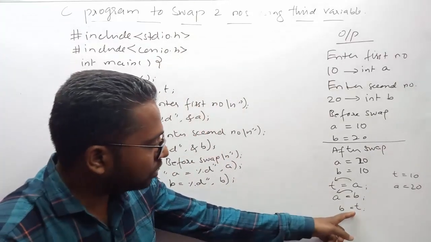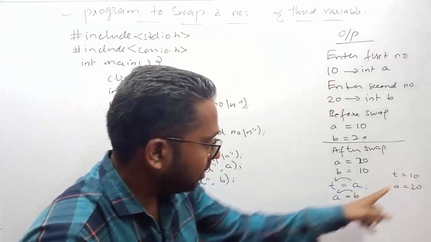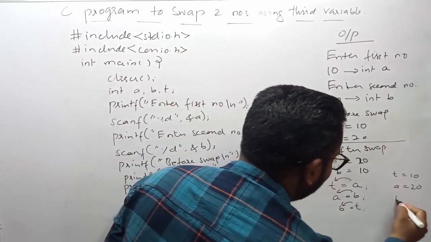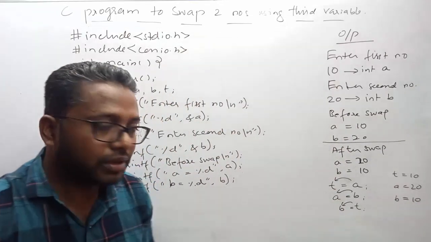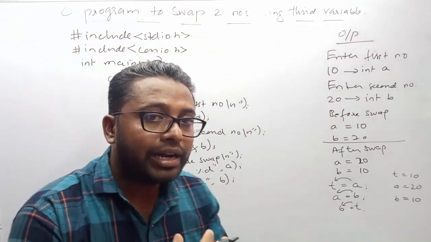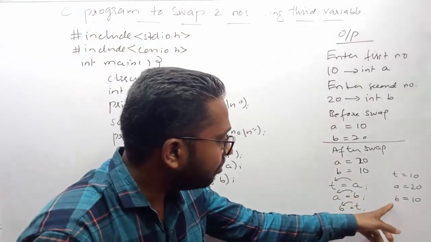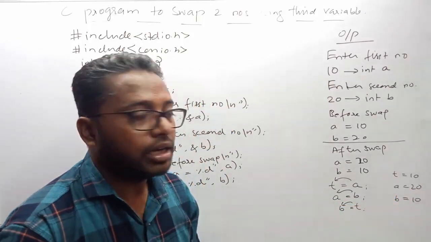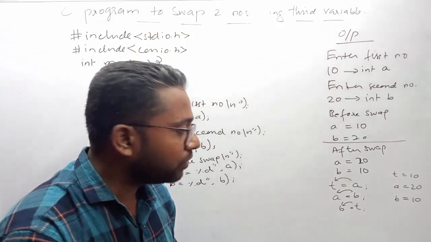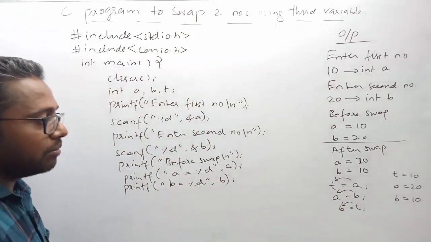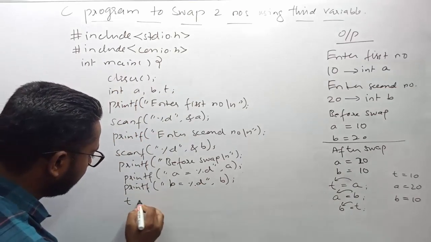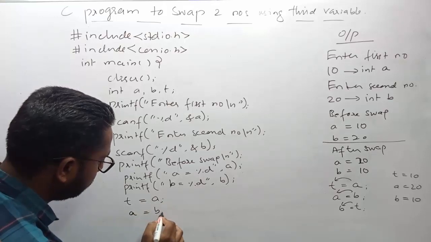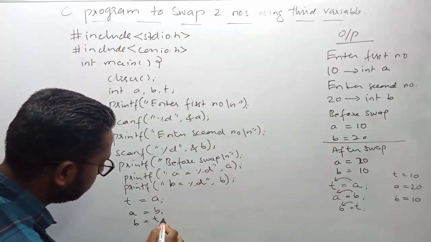So what is the value stored inside T? 10. And that 10 gets passed to B. Now B will have the value of 10. So now you can see, with the help of this variable T, we have interchanged or swapped the values of A and B. Now we have 20 stored in A and 10 in B. With this approach, we have successfully managed to swap the values of A and B. So now let me write here: temp equals, or T equals A, then A equals B, B equals T.